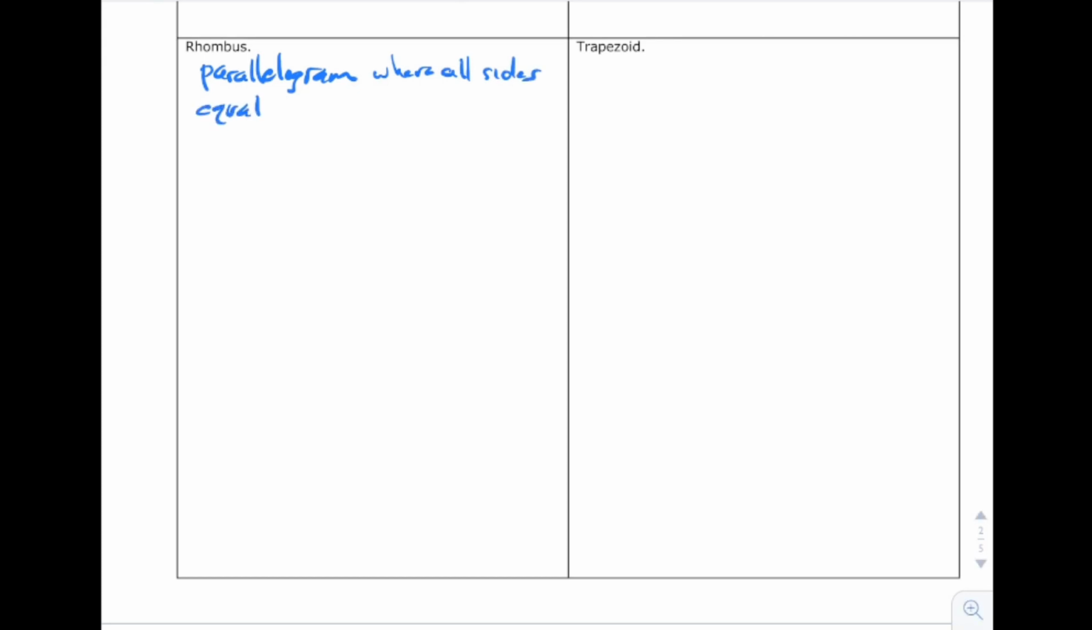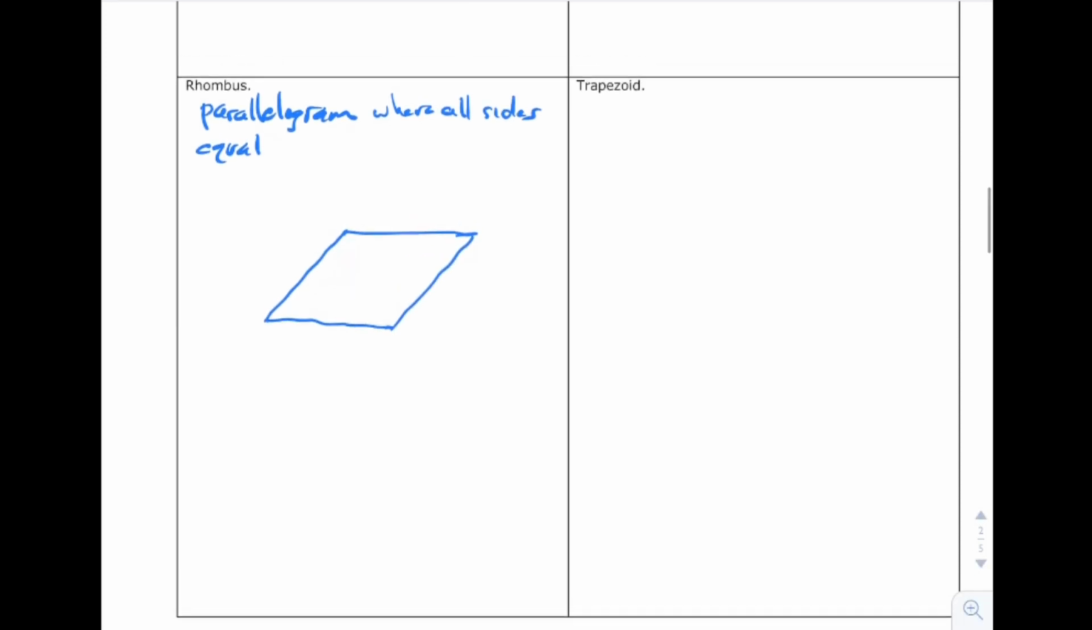Sometimes if you turned it sideways, it might look like a diamond or something, but I'm trying to make it look like all of these sides are equal. It's not a square because it's crooked, but all of these sides are equal. That's a parallelogram. What's good about a parallelogram?